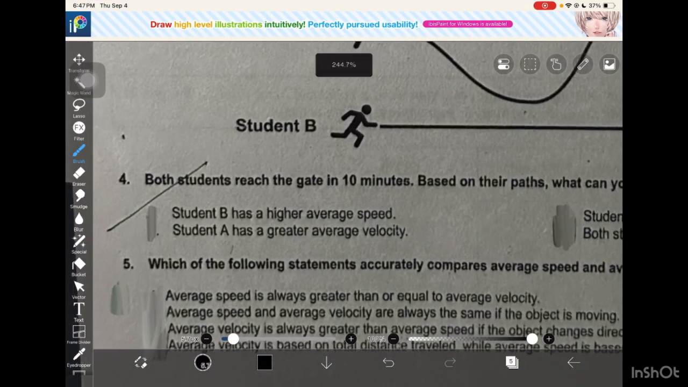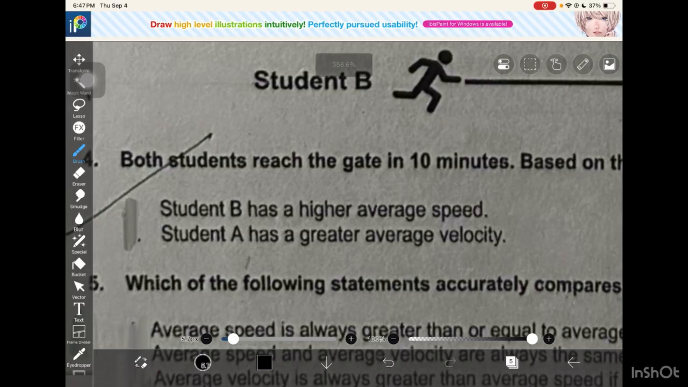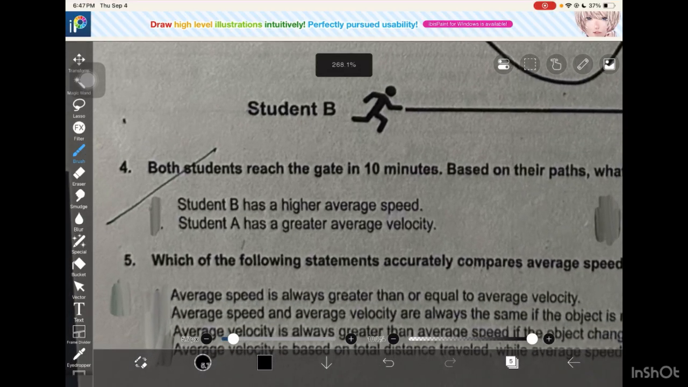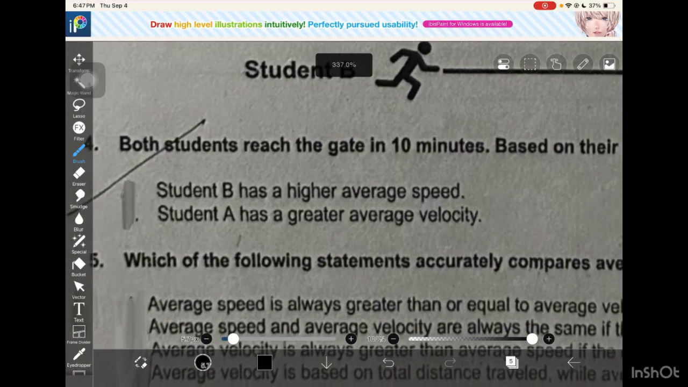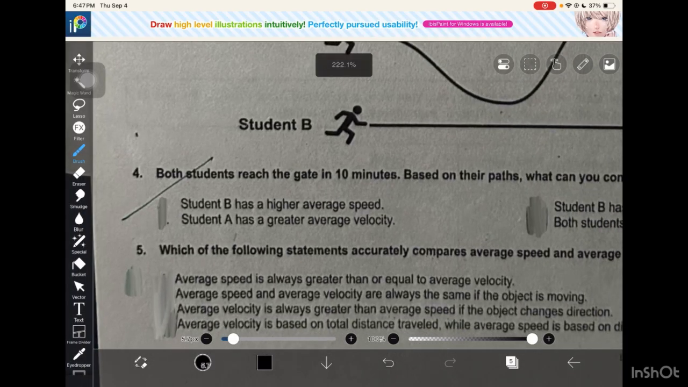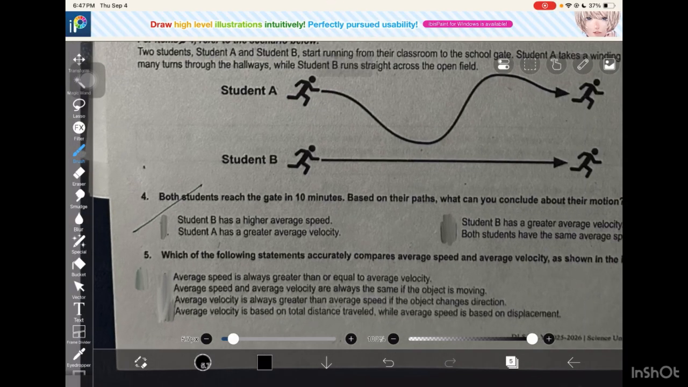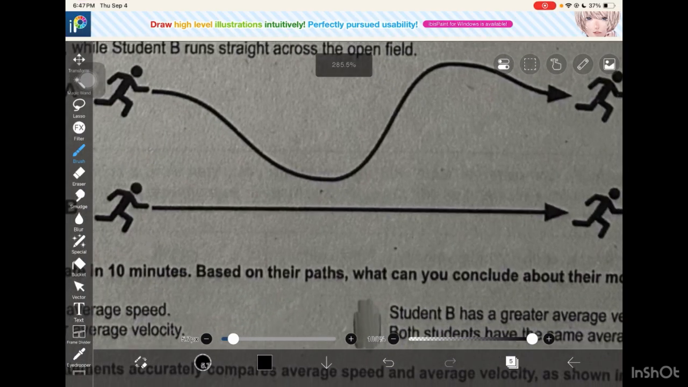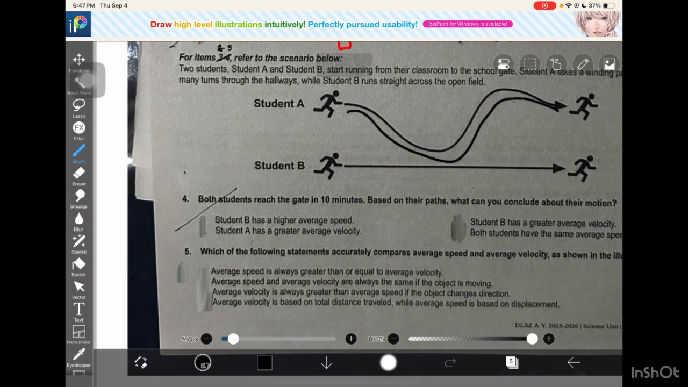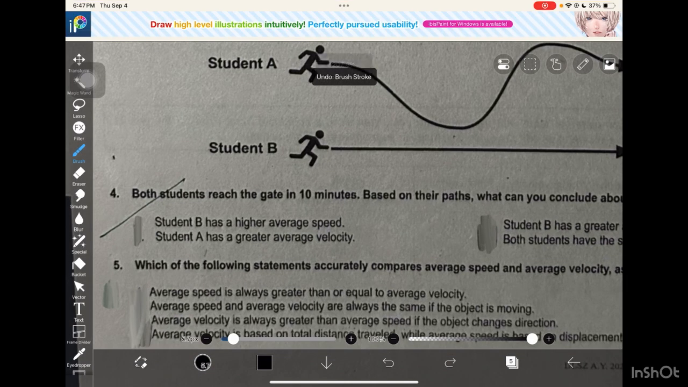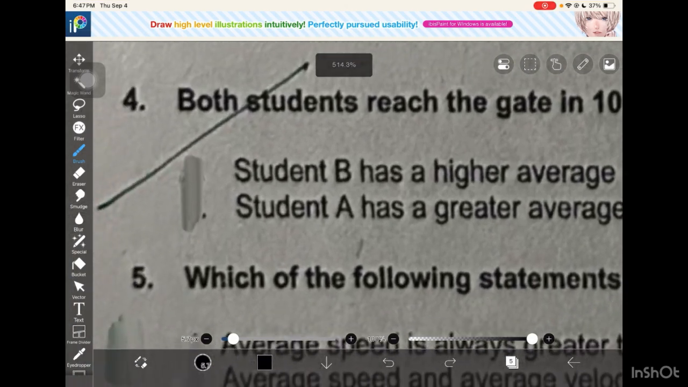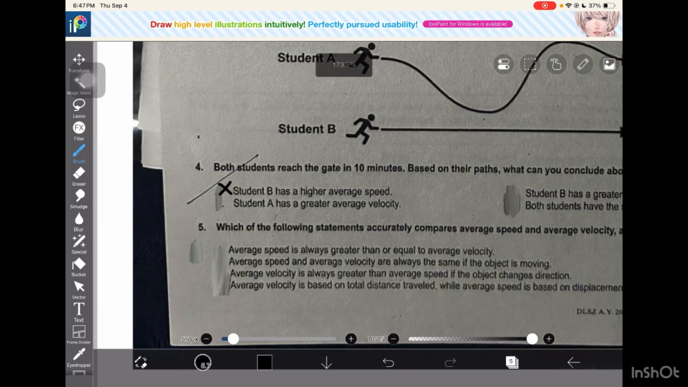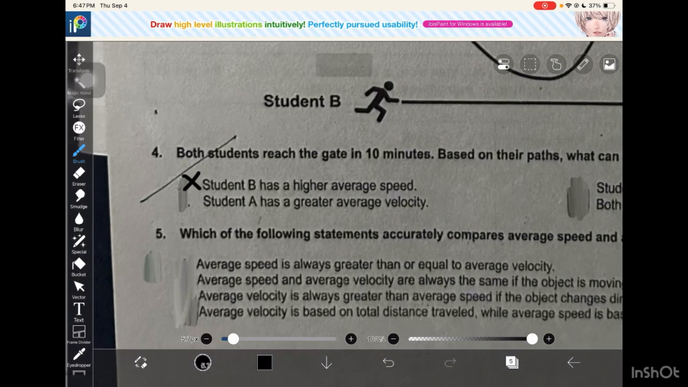First and foremost, student B has a higher average speed. This is incorrect, because higher average speed means you covered more distance in 10 minutes. But as you can see over here, this long line that student A made, if you stretch it out, will be longer than student B's. So no. Student A has a greater average velocity.